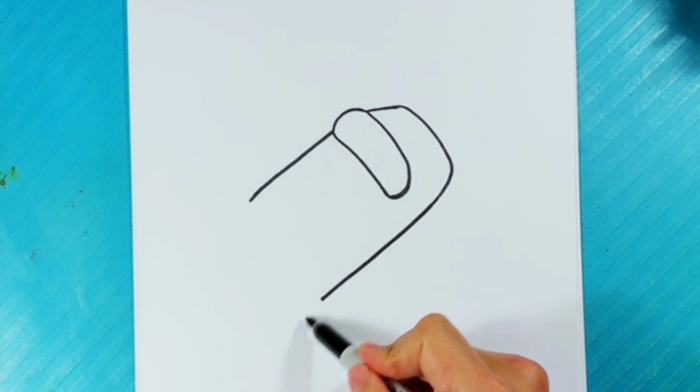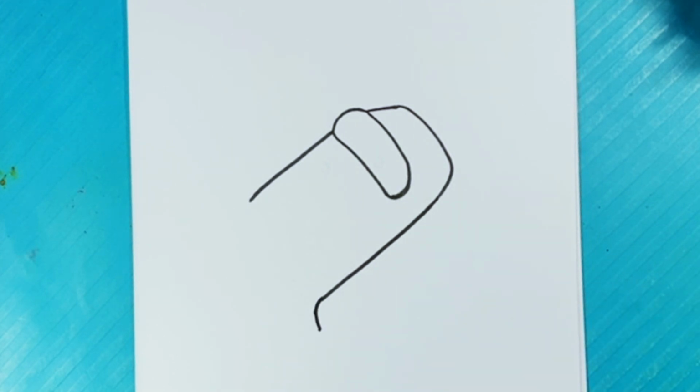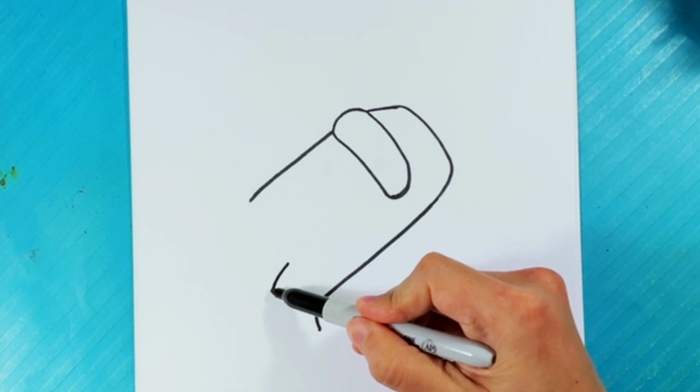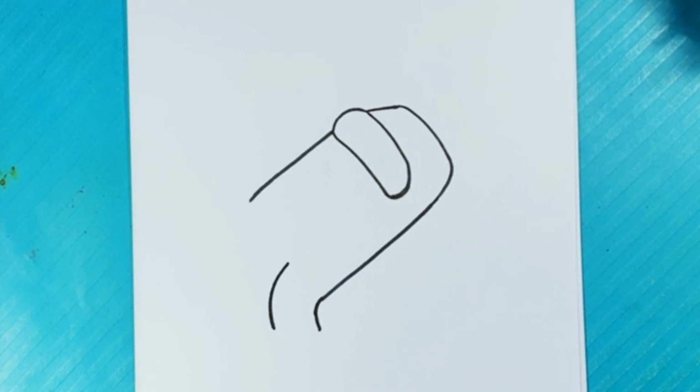And now we're going to continue down here, curve down over here, curve down. So he has one leg kind of flailing right there. And then we're going to close it off over here. Okay?